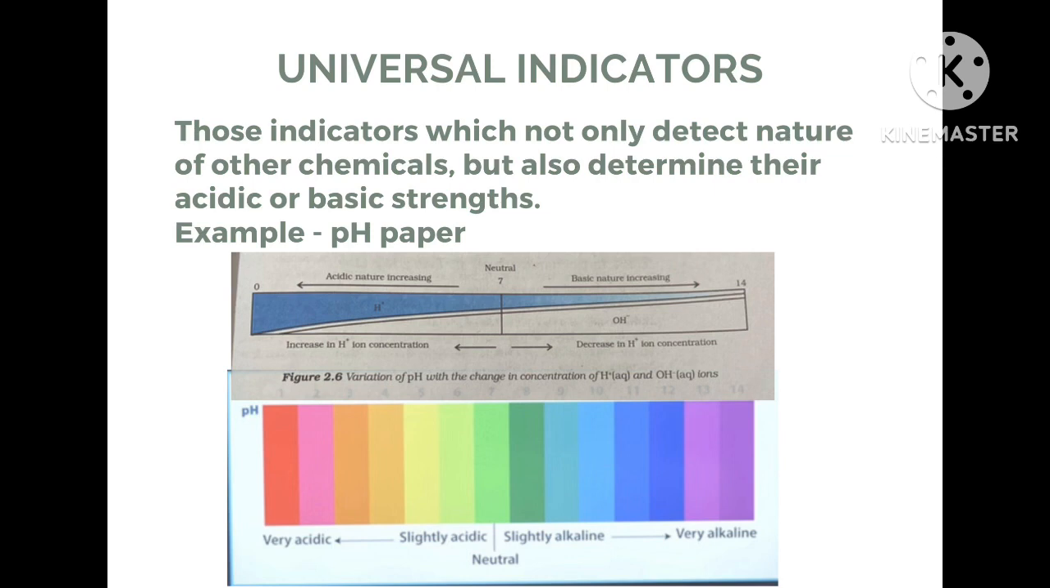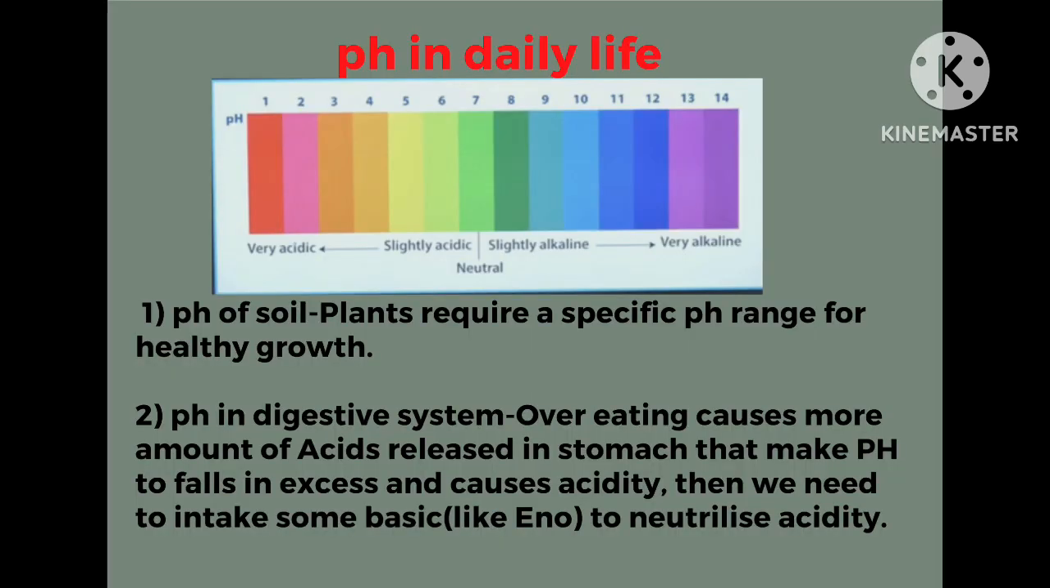The P in this pH stands for potence, in German meaning power. On the pH scale, we can measure pH generally from 0, that is very acidic, to 14, that is very alkaline. Higher the hydronium ion concentration, lower is the pH value. Now, important question, what role does pH play in our daily life? You have to write this answer in points.